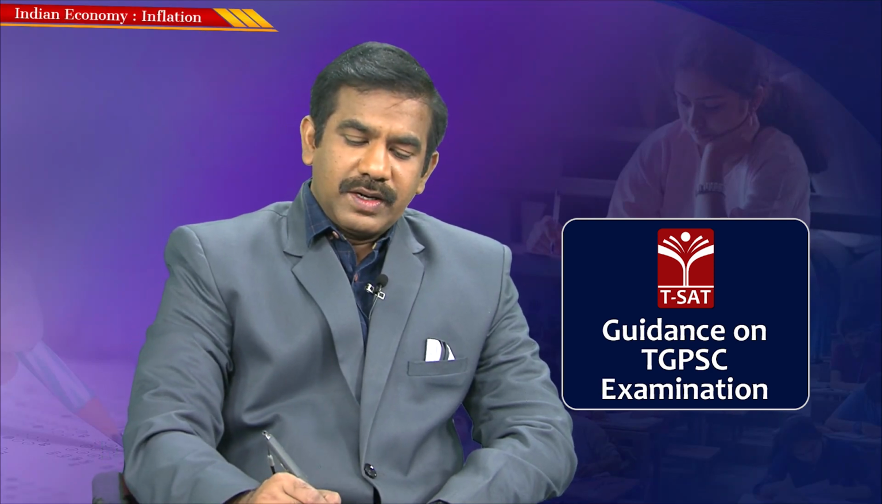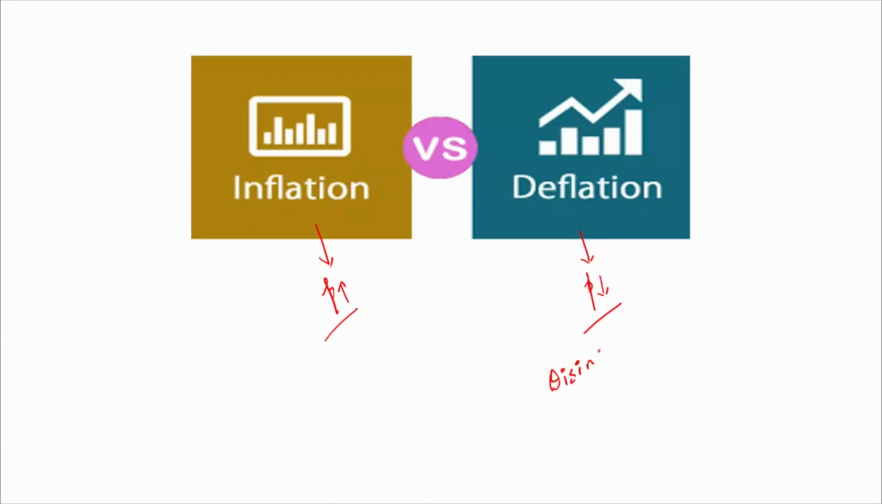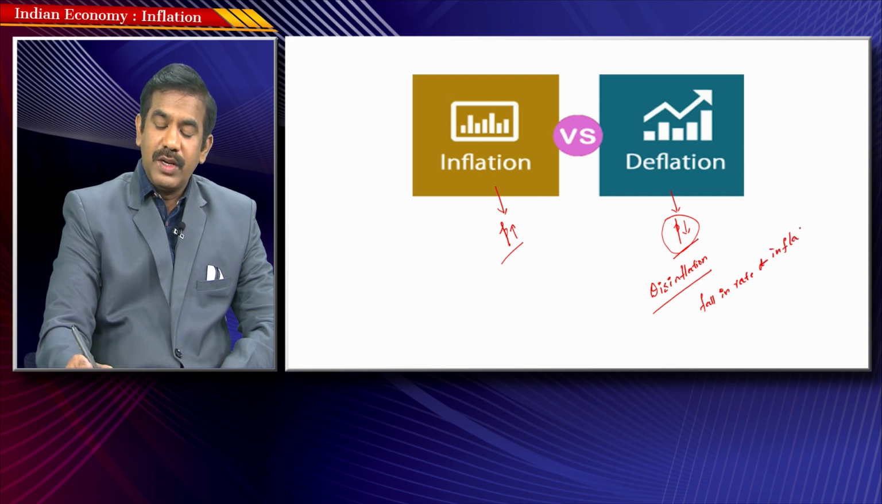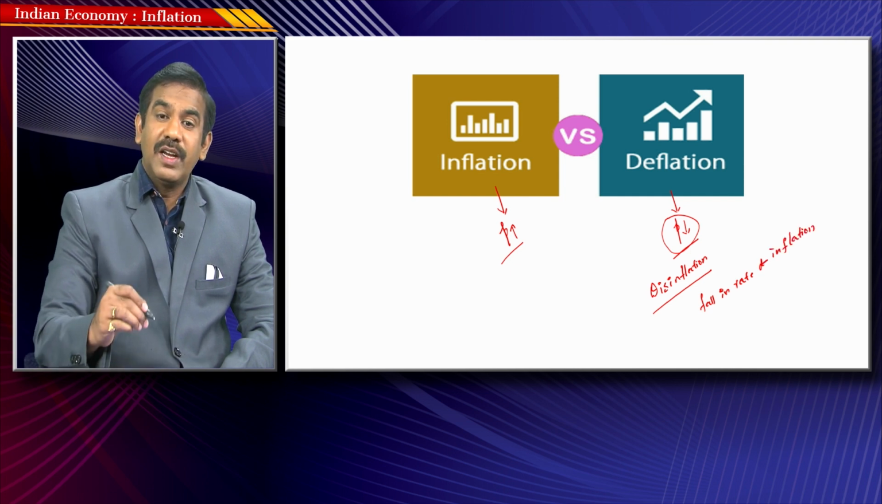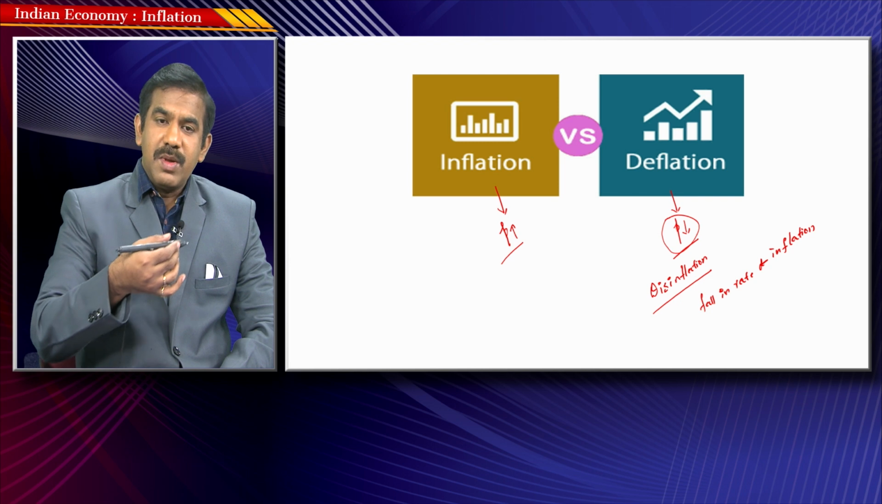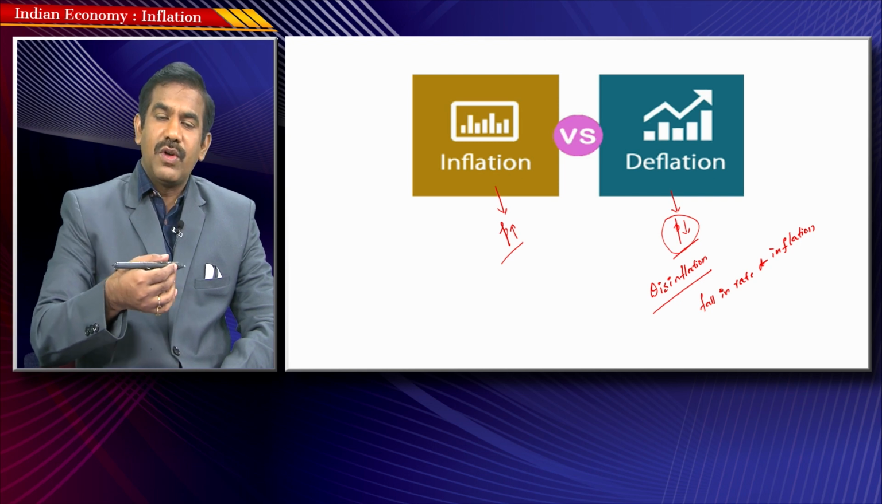Let me also make it clear with respect to the term disinflation. When I say disinflation, it is different from deflation. Do not get confused between deflation and disinflation. Deflation is a fall in price level, whereas disinflation is nothing but a fall in the rate of inflation. It does not mean prices are falling, but the rate of inflation is coming down. So, if the policy actions of the government are resulting in taming down the inflation, then we say the phenomenon is disinflation.